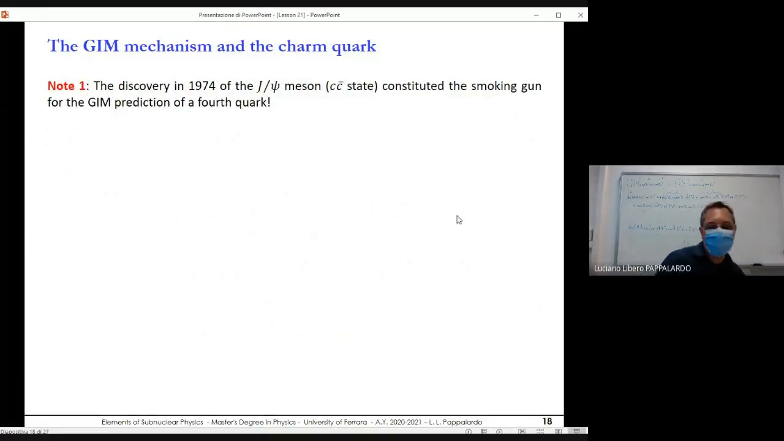Now, of course, the theory was fantastic, but it needed to be proved experimentally, and the expected proof was the existence of the charm quark. And if you remember, the charm quark was discovered 4 years later, in 1974, with the discovery of the J/psi resonance in 2 different experiments, SLAC and Brookhaven. That was the first observation of a c c̄ state, so the first experimental proof of the existence of the fourth quark. And this, of course, constitutes the smoking gun for the GIM mechanism prediction.